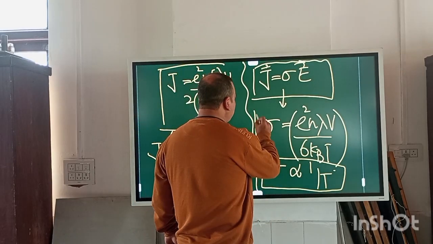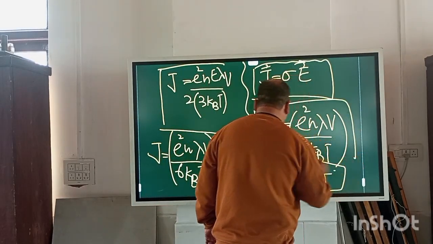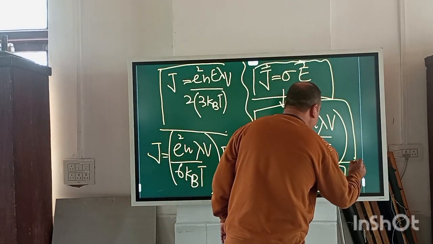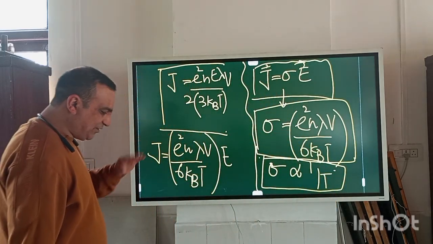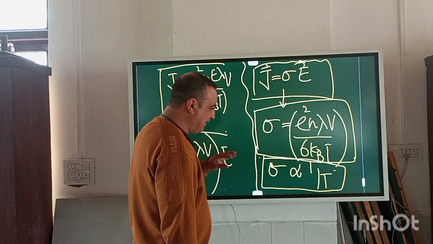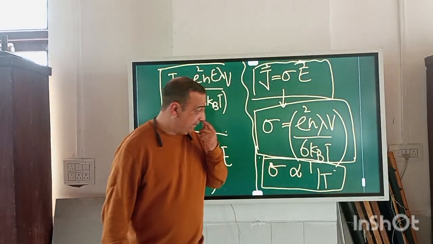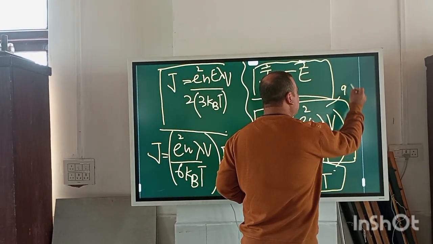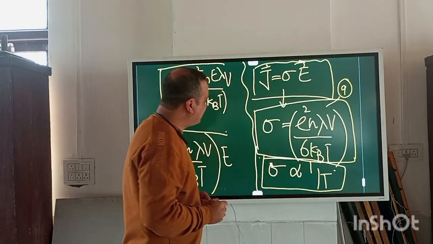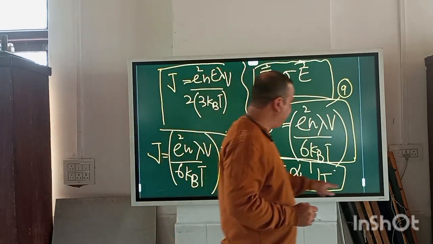So this equation is important for me because finally I want to obtain the Wiedemann-Franz law, which is basically the ratio between the electrical conductivity of the material and the thermal conductivity of the material. So this equation, I'll call it equation A for the time being. So this A should be in my mind.